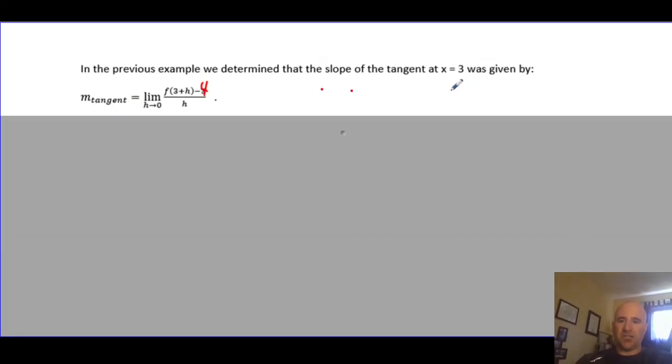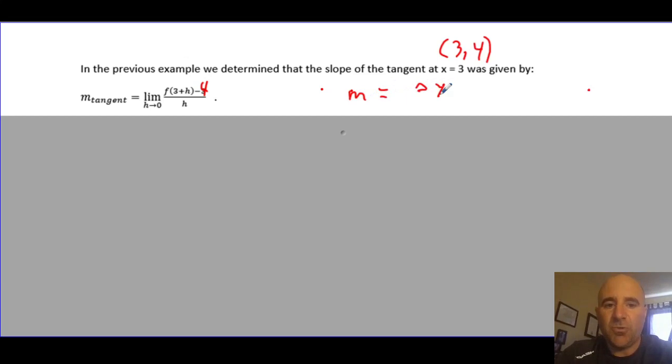Okay, so just to summarize again, we found that the slope of the tangent for the graph f of x at the point 3, f of 3, was given by this equation right here: the limit as h approaches 0 of f of 3 plus h minus 4, divided by h. It's like you're calculating the slope as delta y over delta x, where your delta x is getting as small as possible. So the points are getting as close together as you can possibly make them.